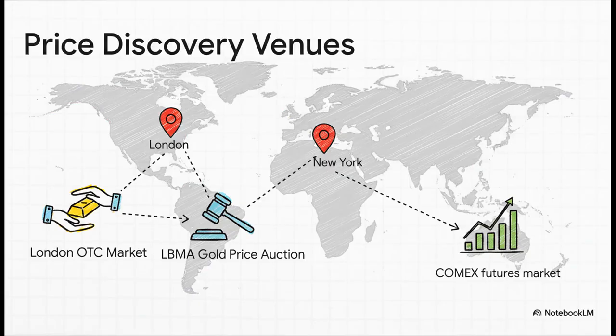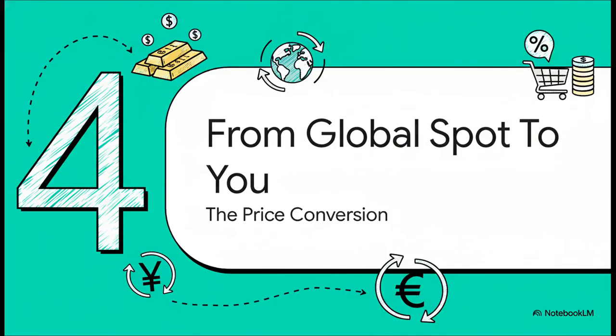And look, the price isn't decided in some secret back room by a handful of people. It's constantly being discovered, through millions and millions of trades happening in major hubs like London and New York. All of that action kind of comes to a head in the daily LBMA Gold Price auction. That's what sets the key benchmark that pretty much everyone, from the biggest banks to your local jeweler, uses as a starting point.